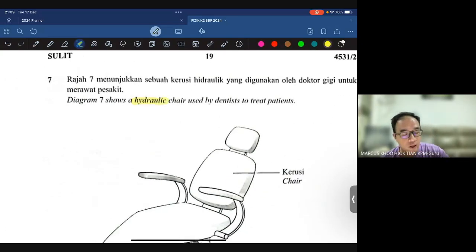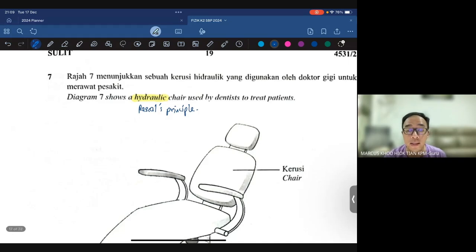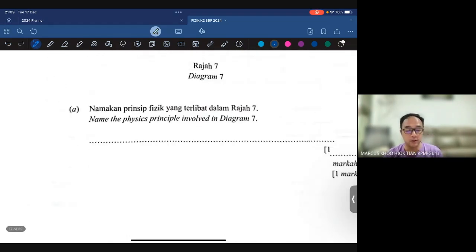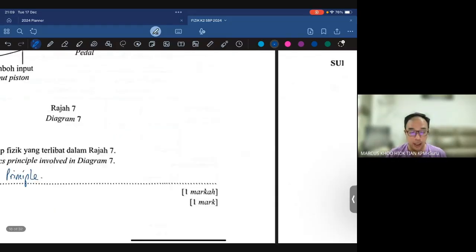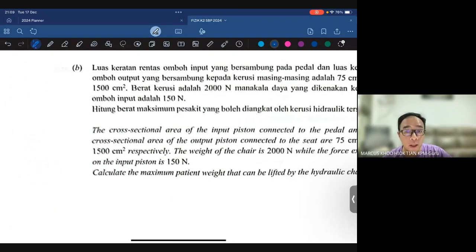Remember that when you see the words hydraulic, this is Pascal's principle. This is the only time we see Pascal's principle whenever it's hydraulic now. Okay, so, well, here we go. Pascal's principle, involved in diagram 7. I think this is not that difficult. So Pascal's principle formula is F1 over A1 equals to F2 over A2. Janji kamu punya unit semua sama, then it's not an issue. Tidak payah tukar pergi SI unit atau apa-apa because ini adalah formula perkadaran.